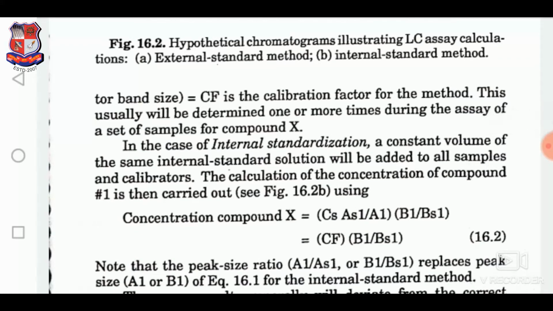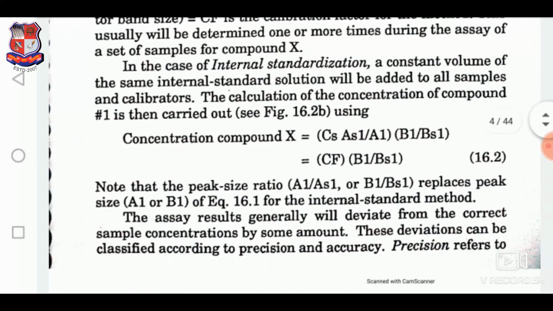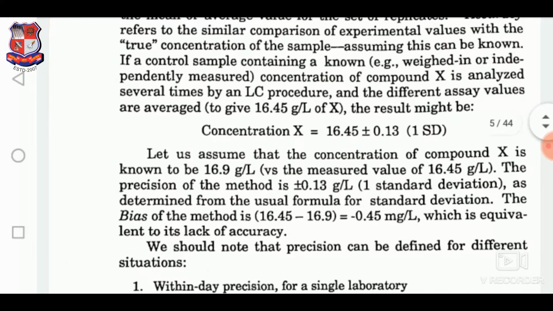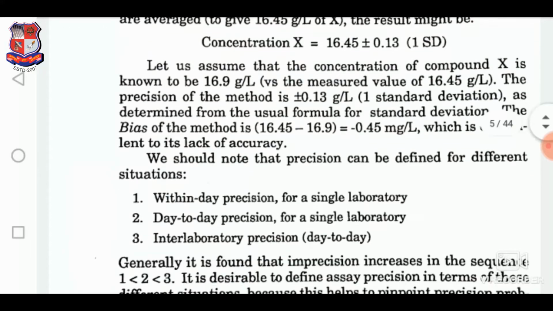In the case of internal standardization, a constant volume of the same internal standard solution will be added to all samples and calibrators. Calibrators means the calibration curve standards. The calculation of the concentration of the compound is carried out. So this is the concentration of the unknown compounds. How can we find it out? For that, we need to have the standard deviation too.